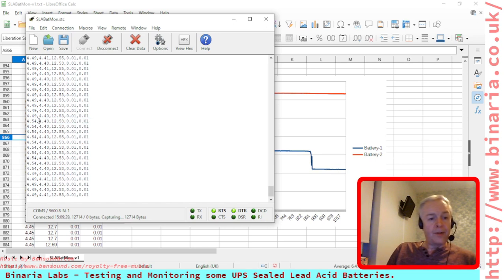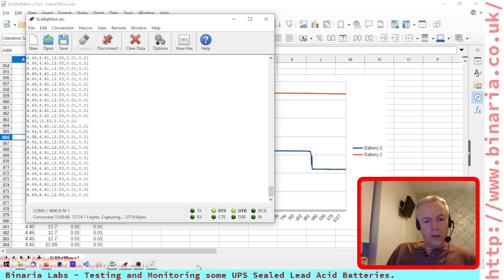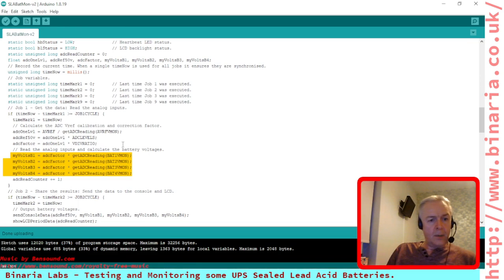So there you have it. As you can see, that voltage change, because it's recalibrating every time, didn't affect my battery readings at all. Oh dear, what have I done? Anyway, that's the update. I will post the version 2 code on GitHub, and any comments, let me know.